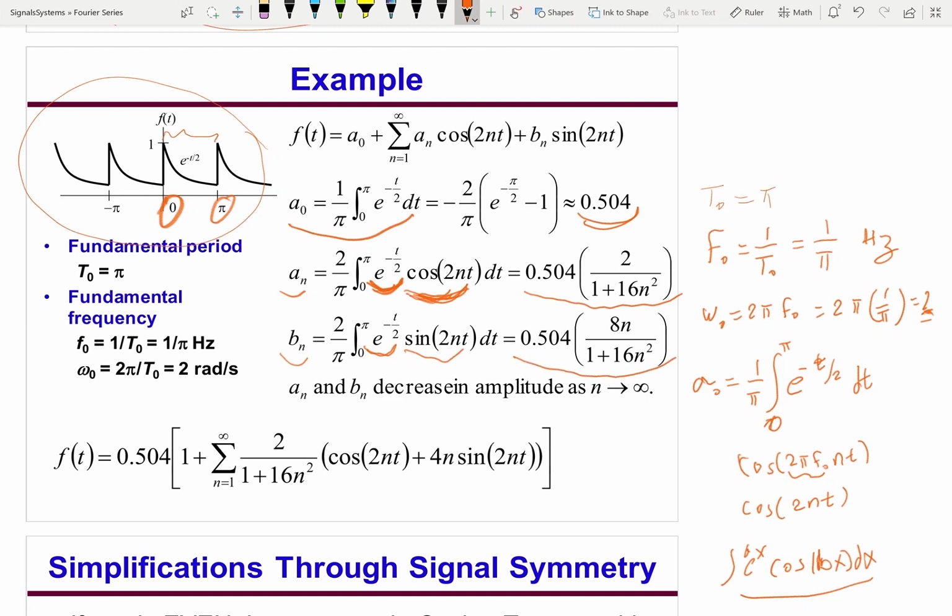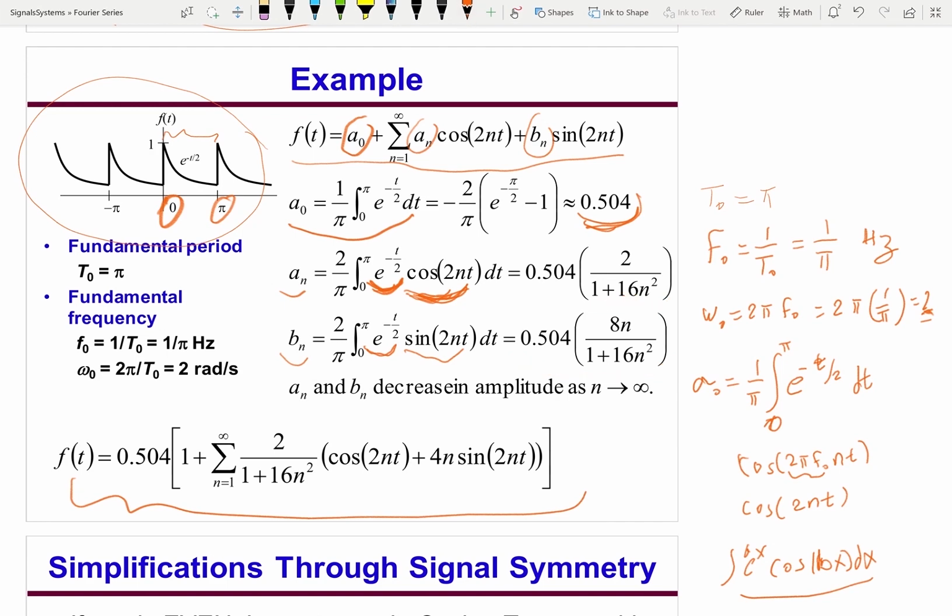If I want to express f of t in this format, all I have to do is plug in this value for a0, this value for an, and this value for bn, and that's what you will get. And you do some algebraic gathering. Now, when you look at this sinusoid, the first harmonic, when n is 1, is 2 radians per second. The second harmonic, when n is 2, is 4. The third harmonic, when n is 3, is 6.